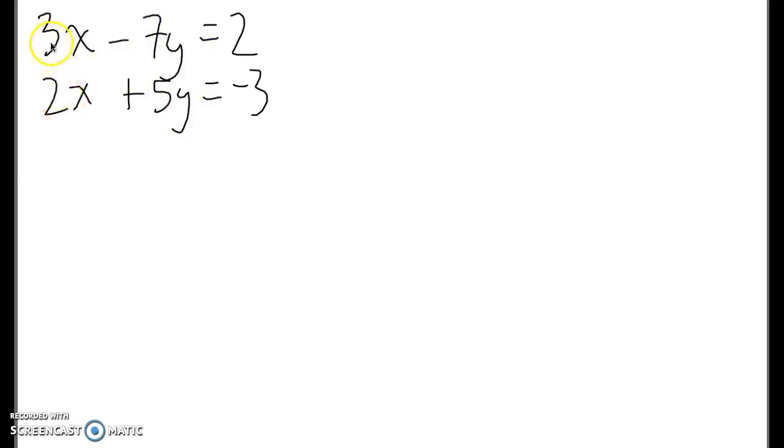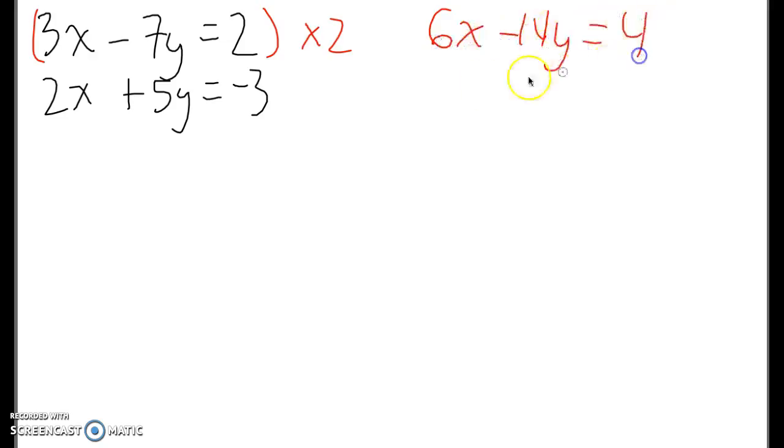And I know that 2 and 3, their least common multiple is 6. So if I were to double my first equation, then I'm going to end up with a 6x minus 14y equals a 4. And then for my second equation, I'm not going to double it, but I want it to be 6. So I need to obviously triple it. So I get 6x plus 15y equals a negative 9. And from here, I just solve using my techniques from earlier.